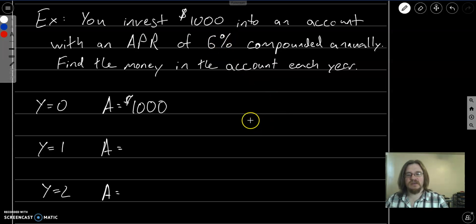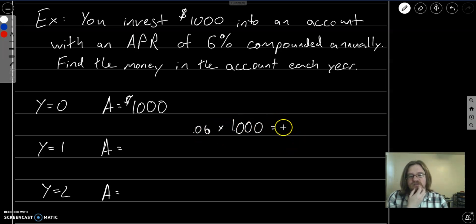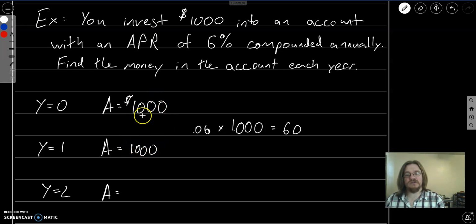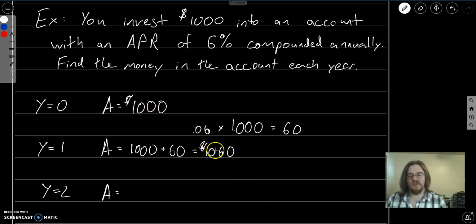So how much interest? Well, 6%. So let's take 1,000, and let's take 6% of it. So 6% is the same thing as 0.06. And when we do this calculation, it will be $60. So after year 1, we're going to have 1,000, our initial investment, plus some interest of $60, which will give us $1,060. So after 1 year, we've earned $60 of interest.